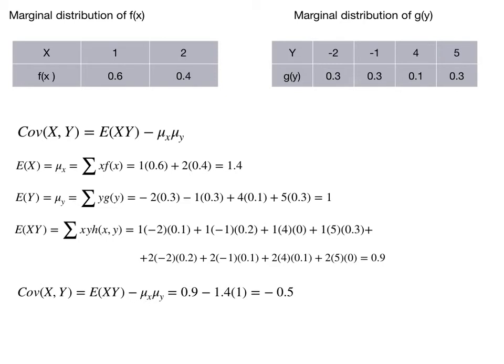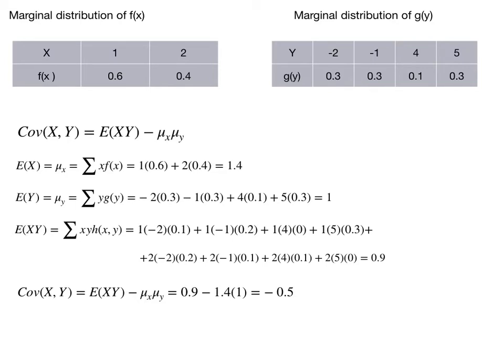Now the covariance is given by E of xy minus mu x mu y. The expectation E of x, or mu x, is given by sum of x f of x. So 1 into 0.6 plus 2 into 0.4 is equal to 1.4. Mu y is the sum of y into g of y, that is -2 into 0.3, minus 1 into 0.3, plus 4 into 0.1, plus 5 into 0.3, which is equal to 1.